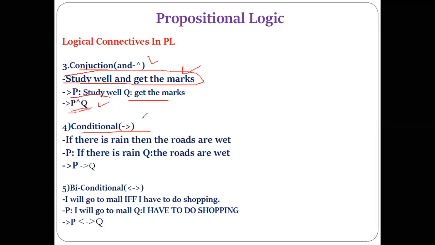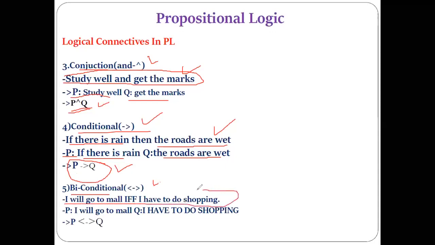Then suppose you want to see an example of conditional: if there is rain, then the roads are wet. This is the sentence given. Now we have to write the propositional logic for that. First represent it using propositional symbols: P means there is rain, Q means the roads are wet, and simply we have the propositional logic for that as P implies Q. Getting this? Yes.